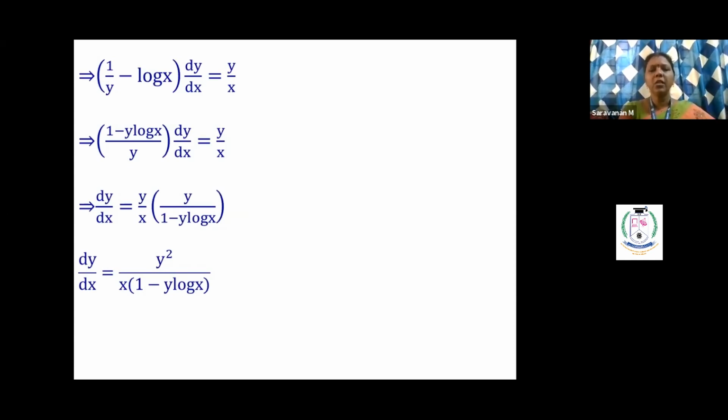1 by y minus log x dy by dx is equal to y by x. Okay. So simplifying this, taking the LCM on the left side, we'll be getting 1 minus y into log x divided by y dy by dx. That is equal to y by x. So dy by dx is equal to, bring that coefficient to the left side because we need dy by dx alone. So bring that coefficient on the left side to the other side. So that becomes reverse. 1 minus y log x by y becomes y by 1 minus y log x.